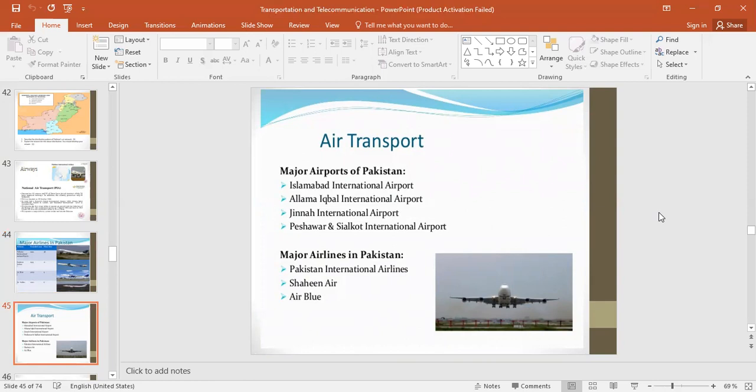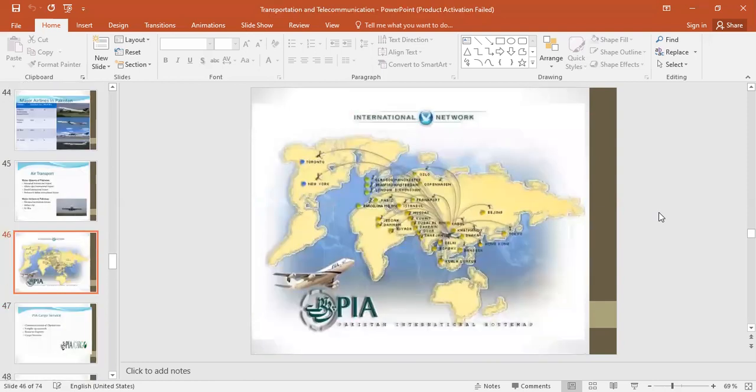Let's proceed. This is the international network. How does Pakistan connect with the rest of the world? By air network. Almost to the entire world, we are connected through the air network, as you can see.